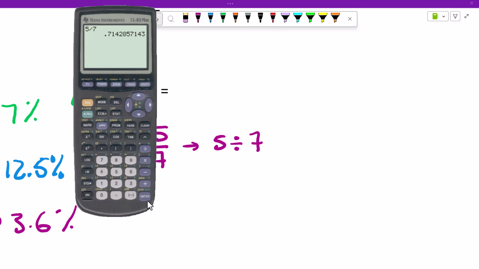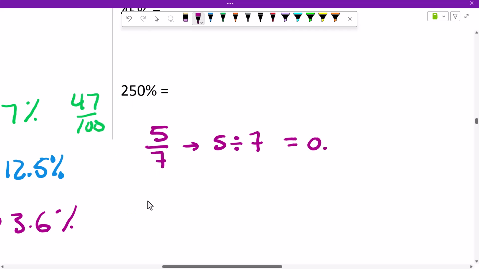All right? So, how many decimals should I write down? Maximum 3. Right? 2 or 3, I'd say write down 3. So I'm going to go right to that 4, and I'm going to stop. So this is the decimal, 0.714.